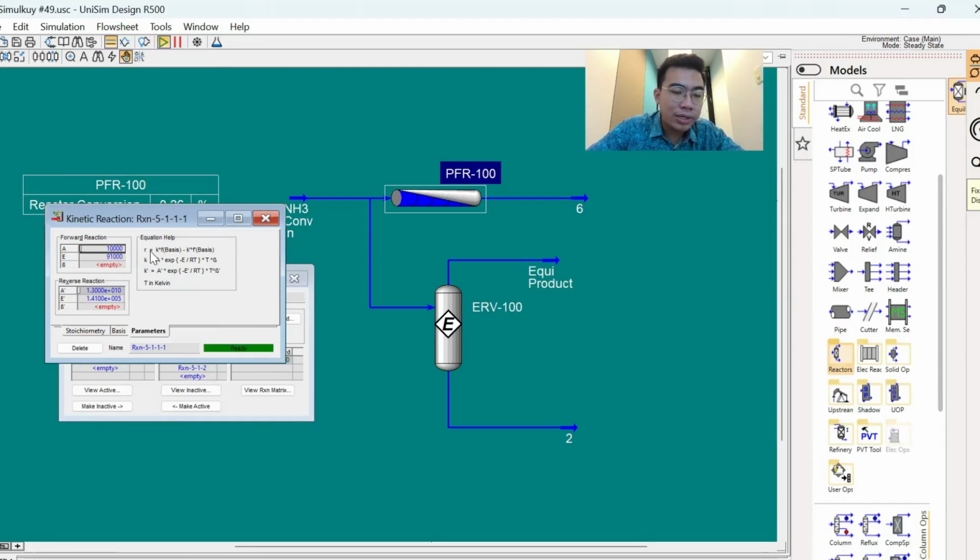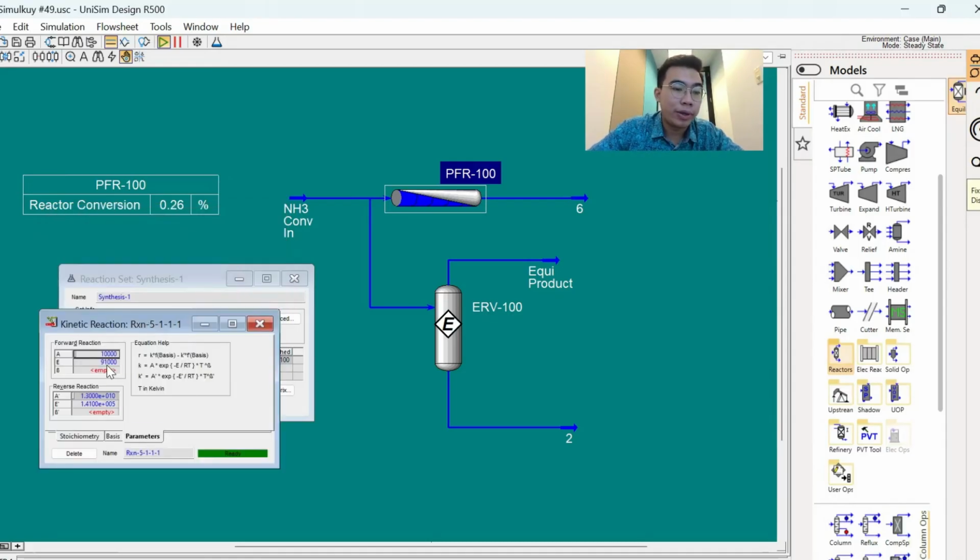Because R is equal to K times F basis. So it means that if you have higher K, it will increase your reaction rate. So for example, if I increase this A, yeah, A is linear to the K. So if I increase A, it will also increase the K, right? I increase to 15,000. Yeah, you could see that conversion is higher. Okay.